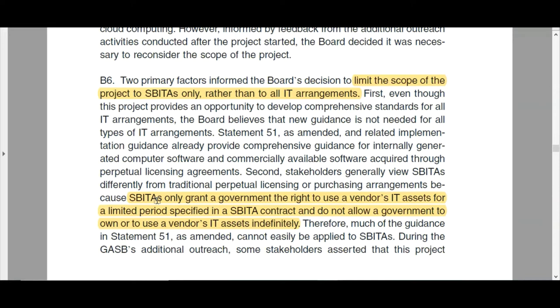So this is software that's been produced by an outside vendor, and it requires the government to be under contract to use the outside vendor's software, and the software must have an expiration date on it. And if you notice where it says the software asset can't be indefinite, we'll circle back on that in a second. GASB 96 really wanted to be very specific and focused and only limited to software. And right here, they even make a specific point of saying that they're limiting the scope of the project to SBITAs only rather than all IT arrangements.